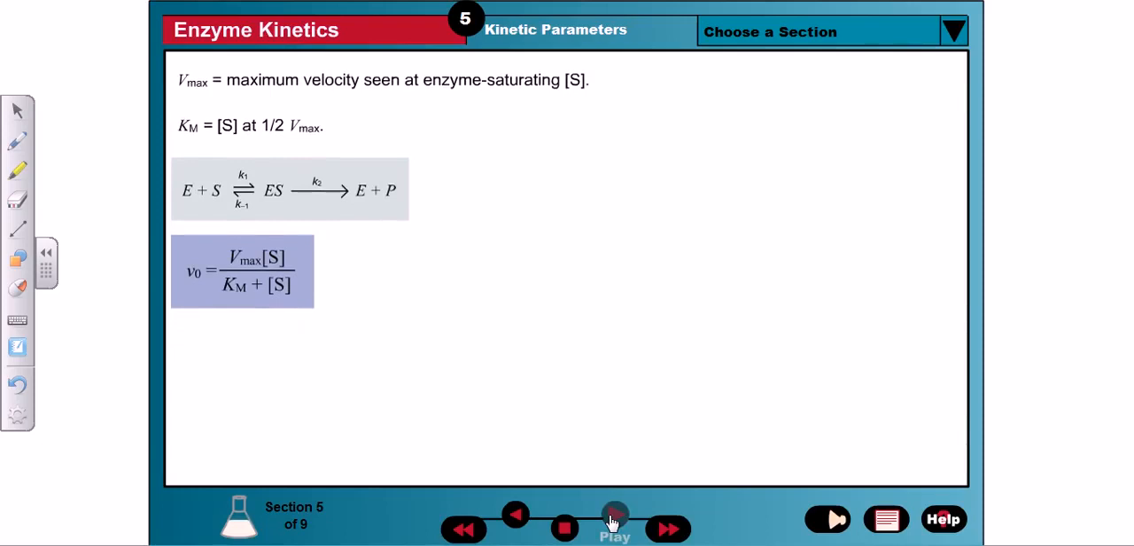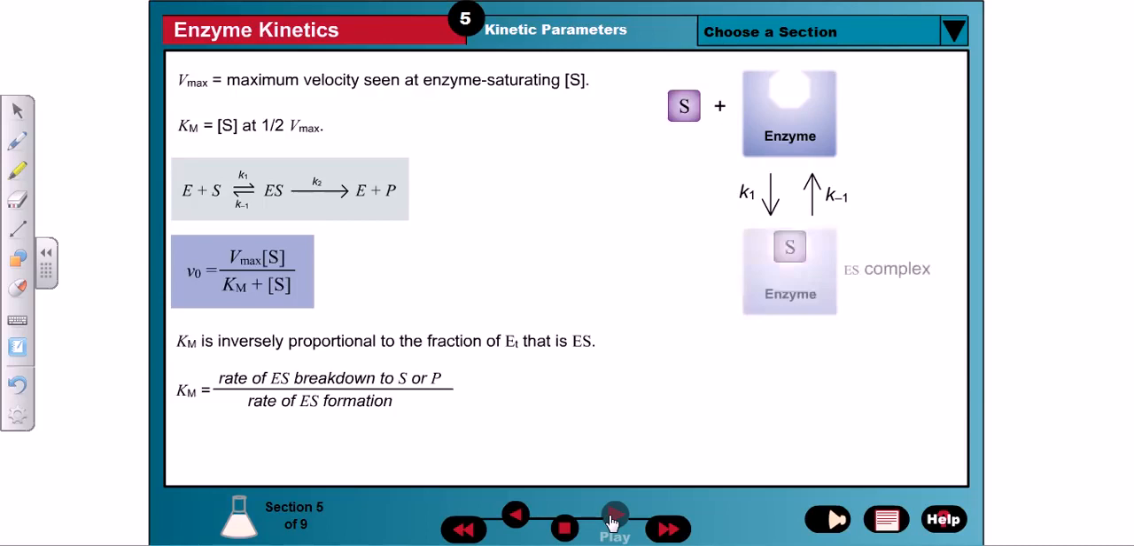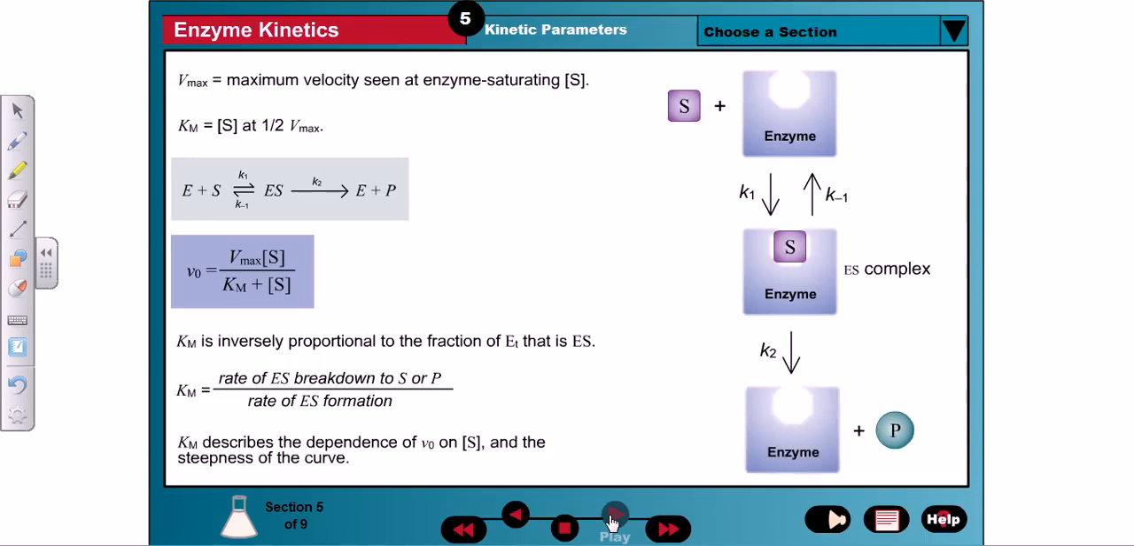For a reaction that follows the Michaelis-Menten kinetic model, the Km is inversely related to the proportion of total enzyme, or ET, which is in complex with substrate. In other words, the higher the Km, the lower the fraction of enzyme with a bound substrate. Although loosely related, the Km is not the same as the enzyme's affinity for substrate, for it also takes into account the decomposition of the ES complex to product.